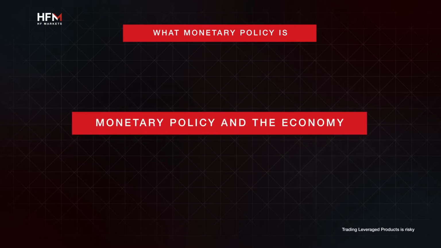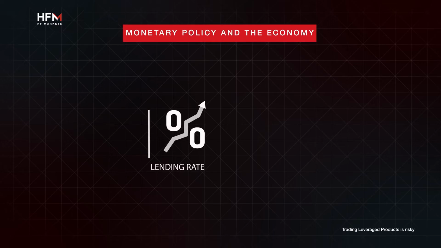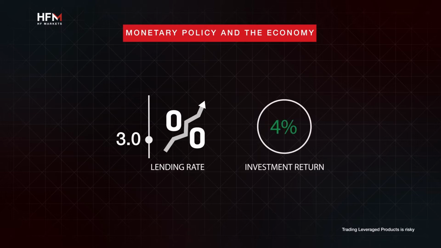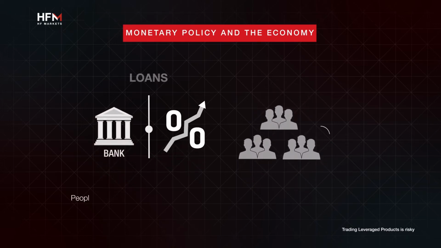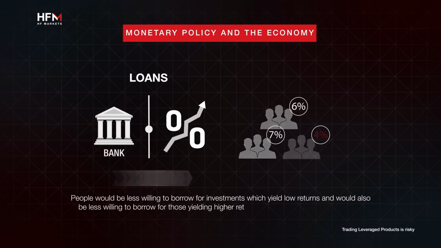Monetary policy and the economy. To elaborate on the effect, let's see an example. If the total cost of lending is 3%, then an investment with an expected return of 4% would be profitable. However, if the lending rate was raised to 4.5%, then an investment offering again 4% would no longer be that appealing. As such, people would be less willing to borrow for investments which yield low returns, and would also be less willing to borrow for those yielding higher returns, as these are, by definition, riskier.